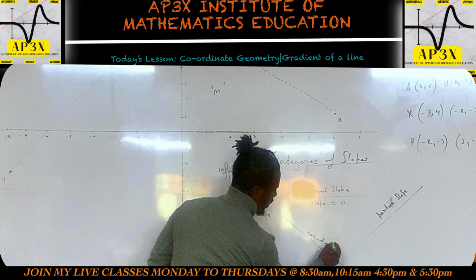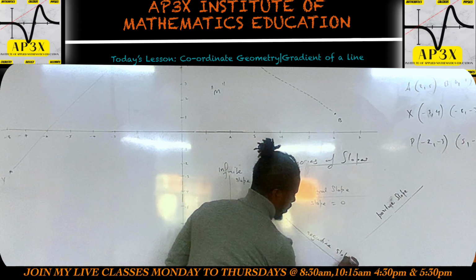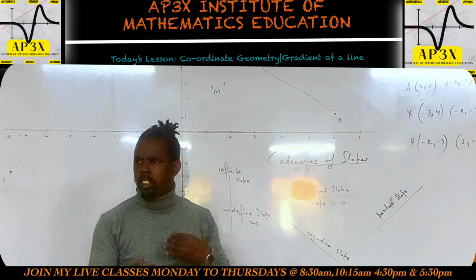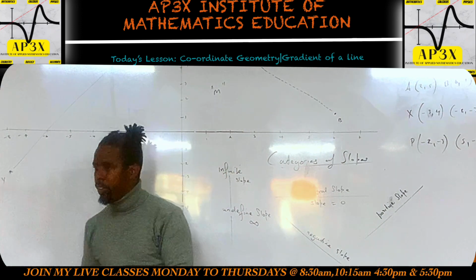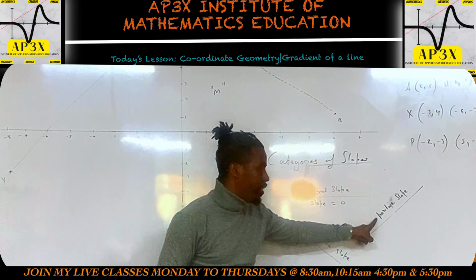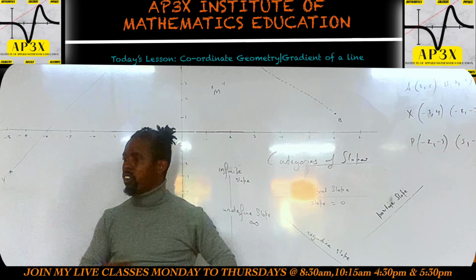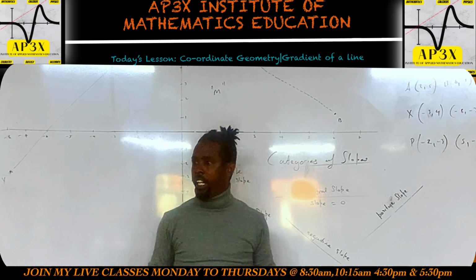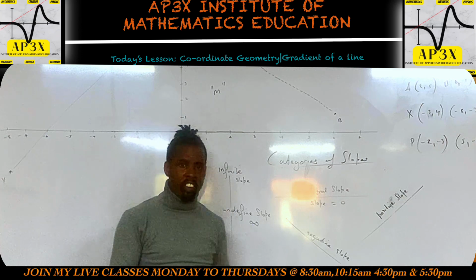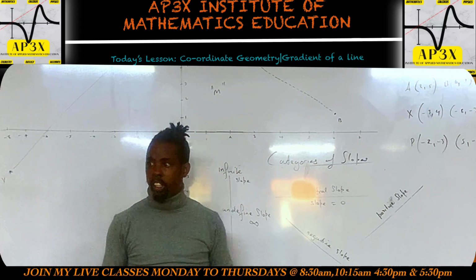N-E-G-A-T-I-V-E, negative slope. So that means the steepness will be a negative value. And for this one here, the steepness will be a positive value. We don't know if it's 1.5, 2/3, or 3/5. Okay, we're going to find out in a moment.